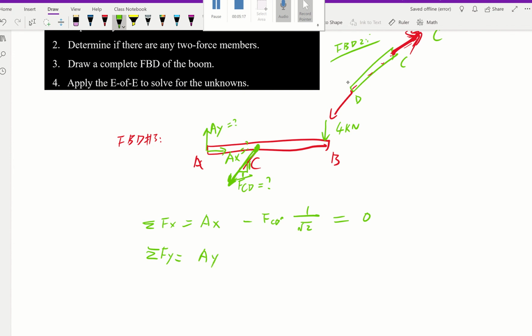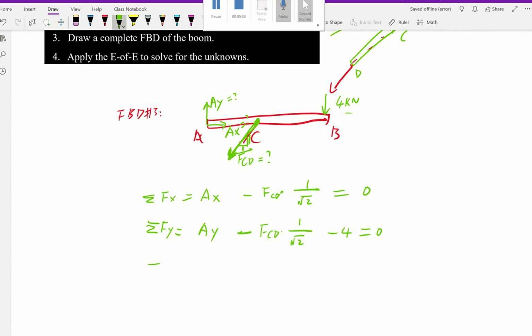And FCD has a Y direction. Vertical is also 1, so 1 over square root of 2. Hypotenuse is going downward, so it's minus. Then we have this 4 kilonewton going downward, equal to 0.